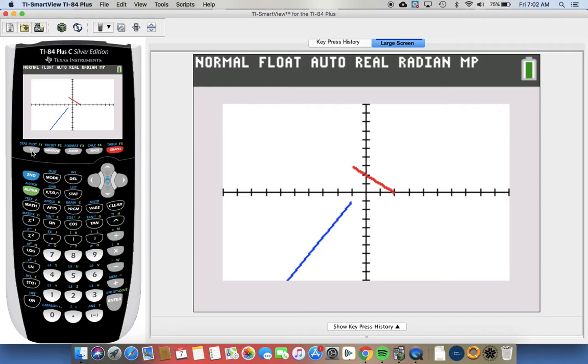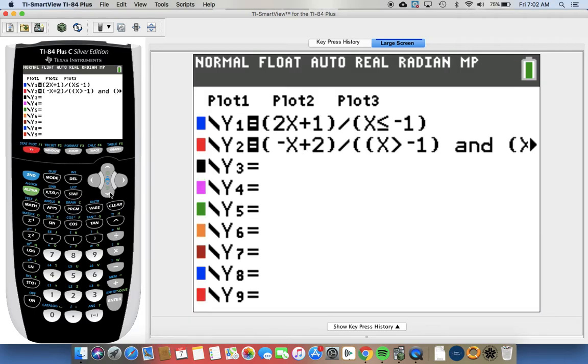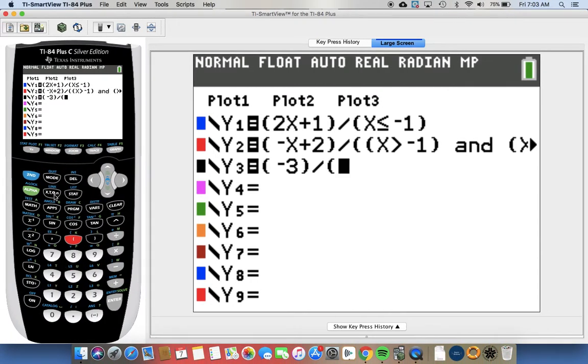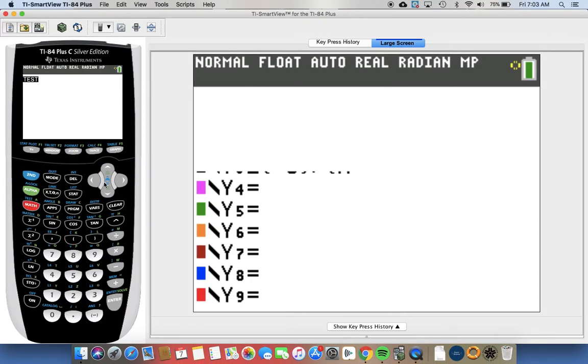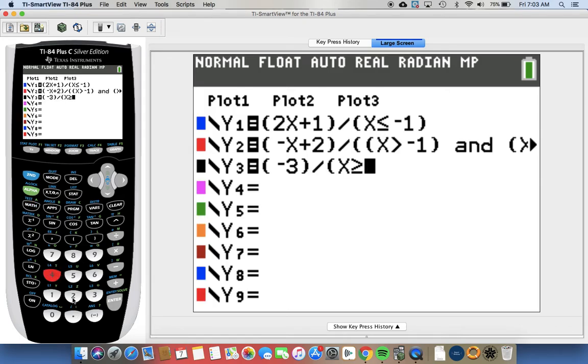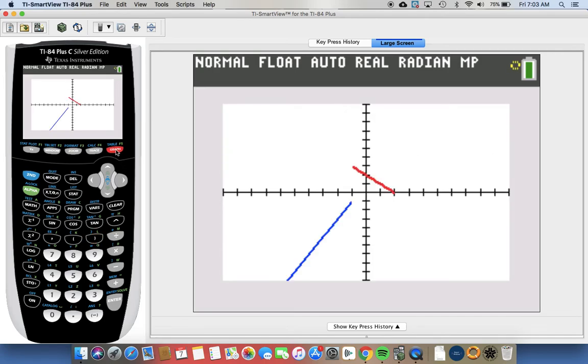Third piece here is a little bit easier. We're going to put in our function first, which is just a constant value of negative 3, and then put in our restrictions, so where x is greater than or equal to 2. Again, that's right here for you. So negative 3, where x is greater than or equal to 2. Close our parentheses, hit graph, and here's our piecewise defined function.